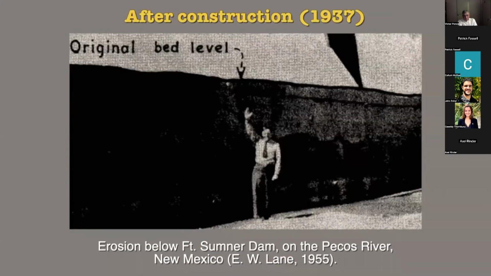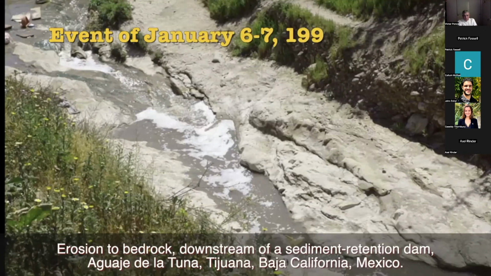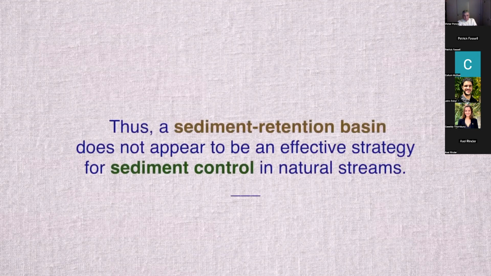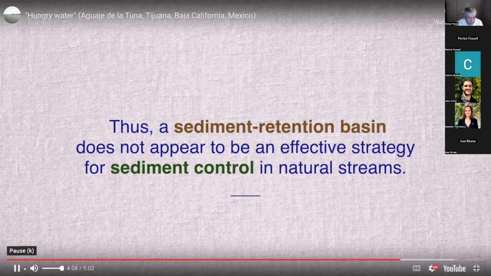The hungry water condition is exacerbated in the case of a sediment retention basin. Holding on to the sediment behind the dam and releasing the water immediately without the sediment will produce channel and bank erosion downstream. Depending on the rate of water release, the amount of erosion will be commensurate with the quantity of sediment retained in the basin. Thus, a sediment retention basin does not appear to be an effective strategy for sediment control in natural streams.